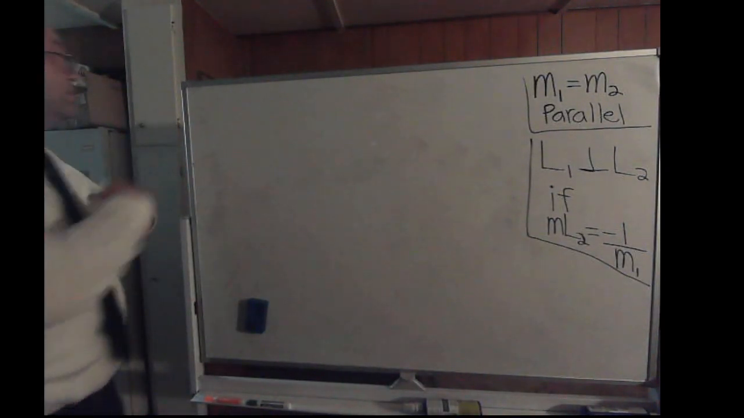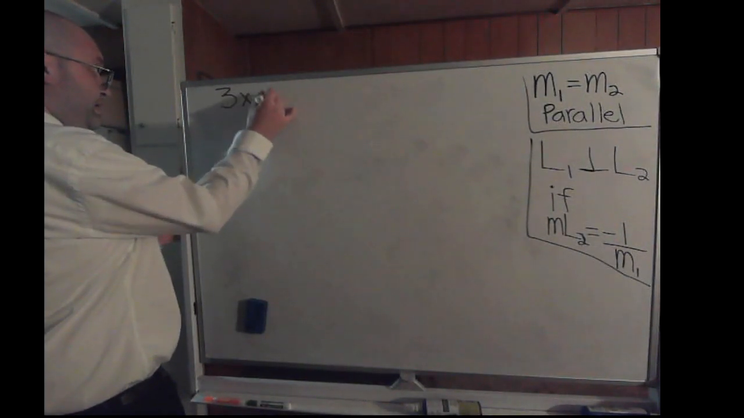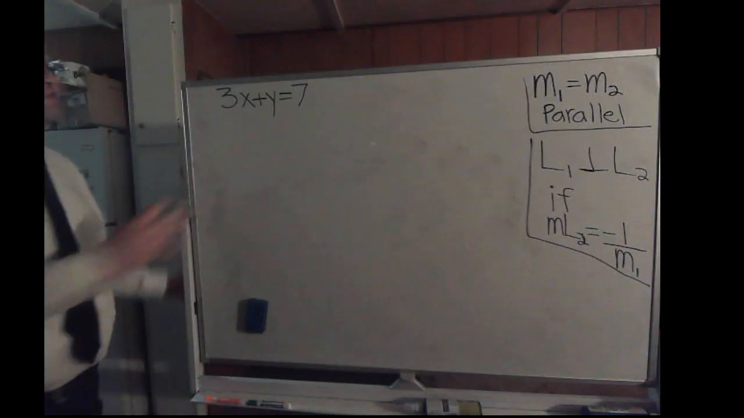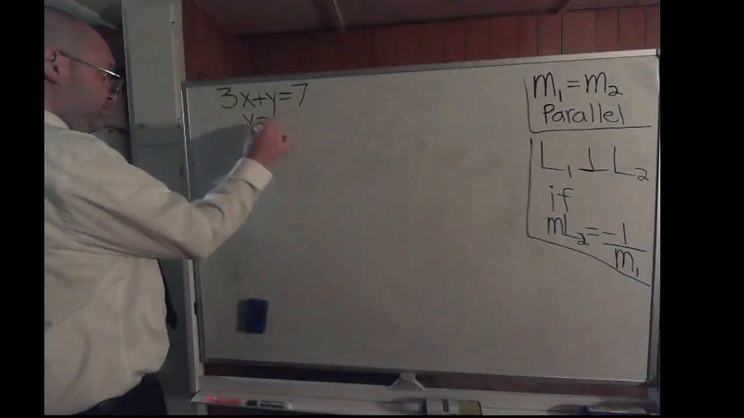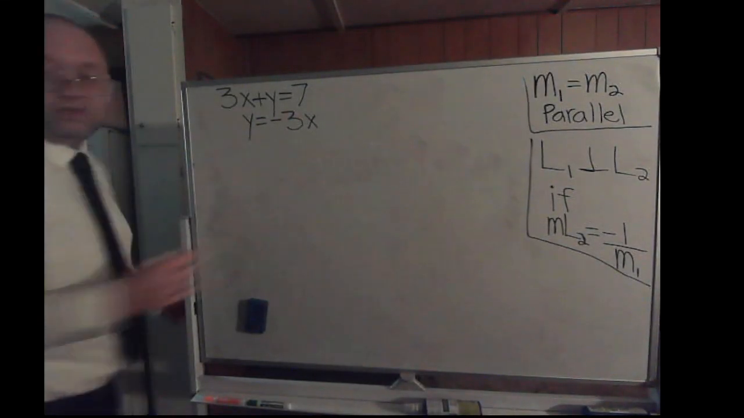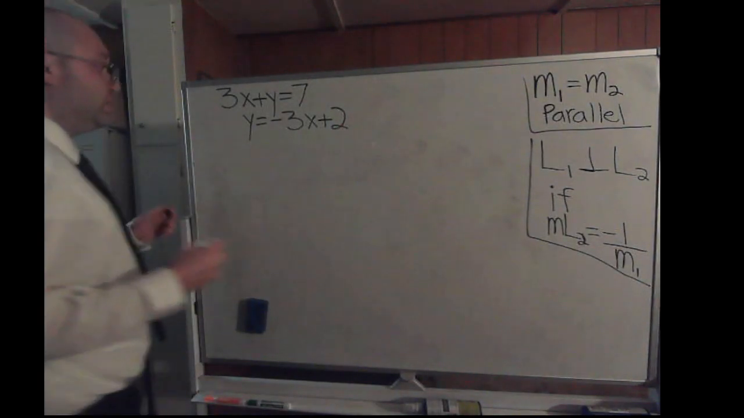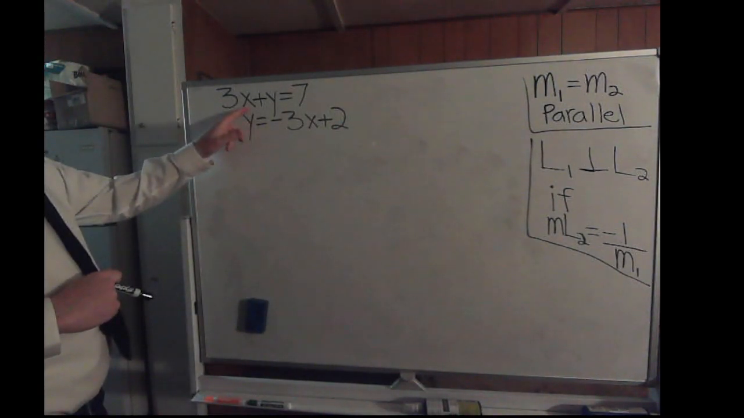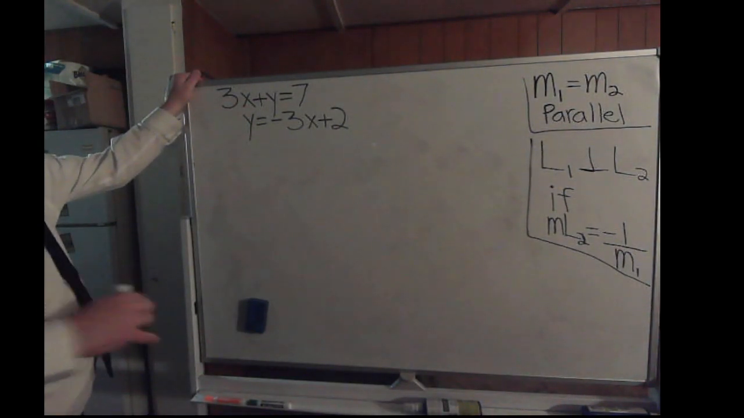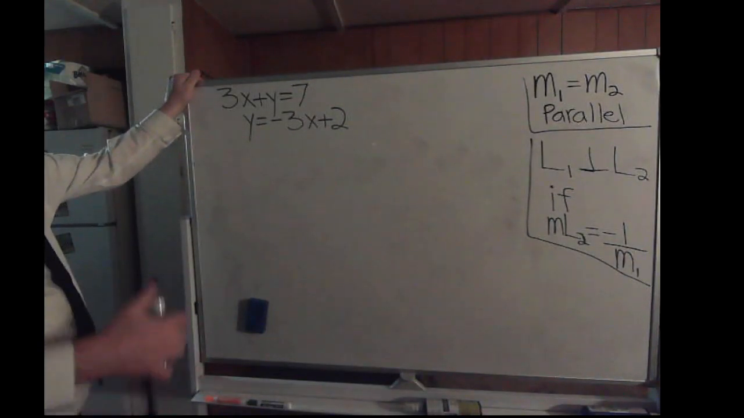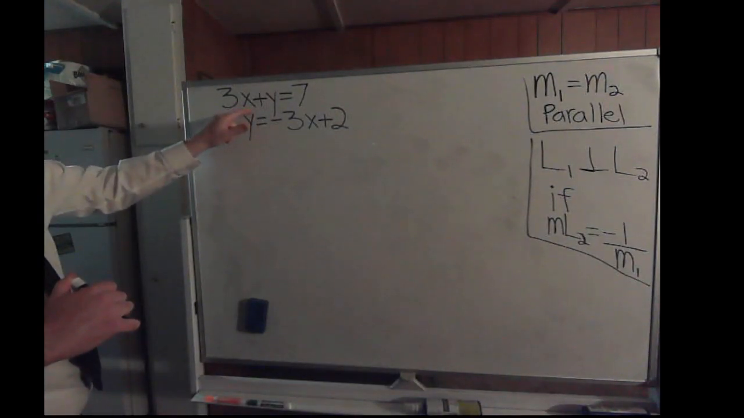Let's see. We have 3x plus y equal to 7 for the equation of the first line. Then we have y equals negative 3x plus 2. So we have 3x plus y equals 7 and y equals negative 3x plus 2. Well, the second equation's already in slope-intercept form. That's really going to help us out. But the first equation's in standard form. We need to get it into slope-intercept form.